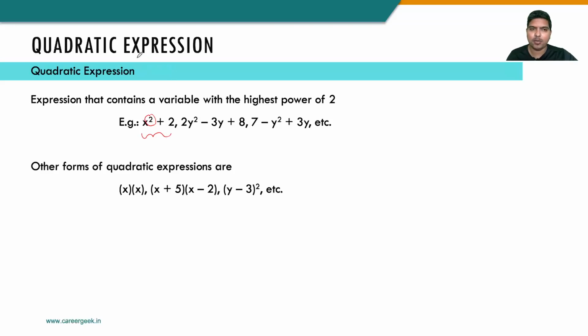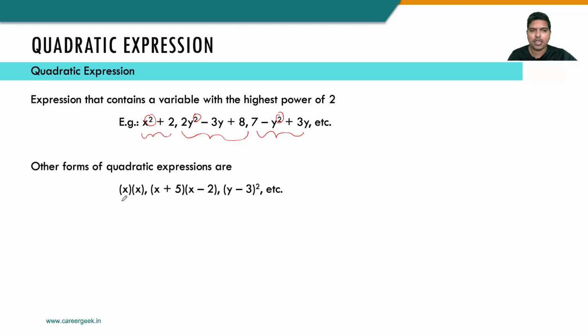And what is an expression? An expression is something that doesn't have an equal to sign. So x square plus 2, 2y square negative 3y plus 8, or 7 minus y square plus 3y. In all of this, the highest power of the variable is 2 itself. Okay, so this is a direct quadratic expression.